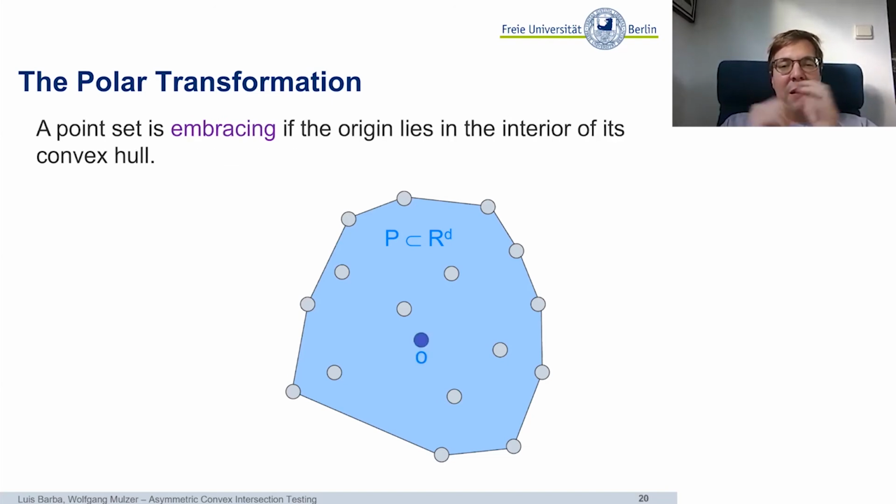And then there's another definition, the negation of this. If, on the other hand, the convex hull of P contains the origin, so if the origin lies in the interior of the convex hull of P, then we call the point set embracing.